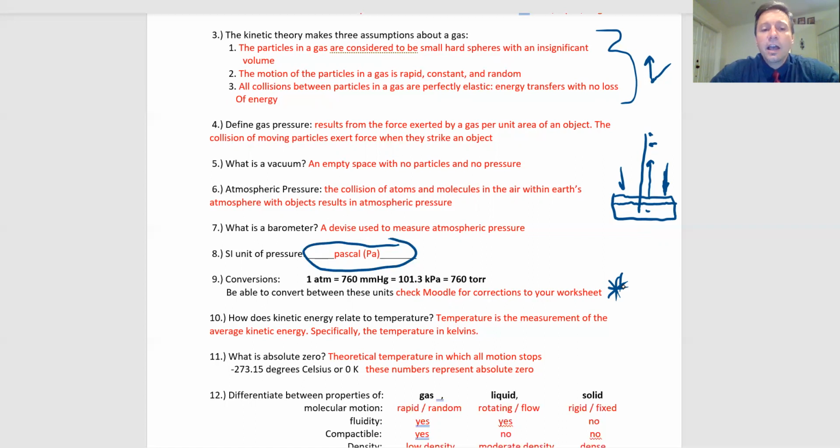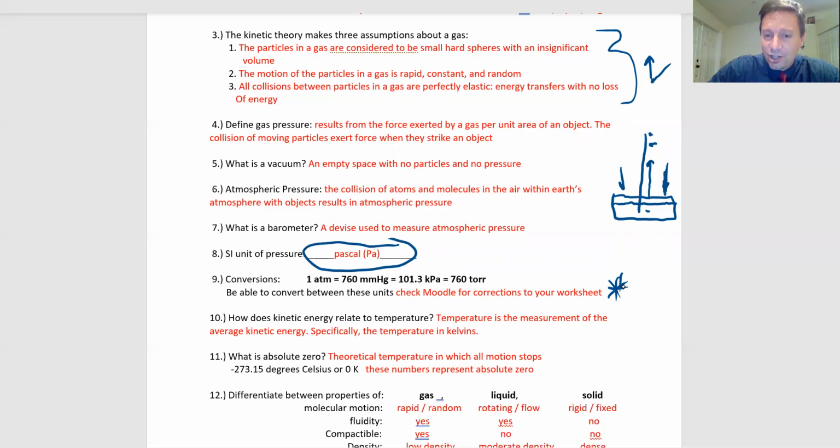Number 10, how does kinetic energy relate to temperature? Think about what temperature is. Temperature is the measurement of the average kinetic energy. Specifically, we're talking about Kelvin. Well, you can convert Kelvins to Celsius, but the Kelvin temperature is the average kinetic energy of a substance. So when you take the thermometer and you take the temperature, you are actually taking the average kinetic energy. So remember, it's an average.